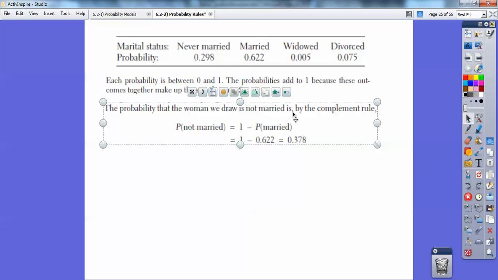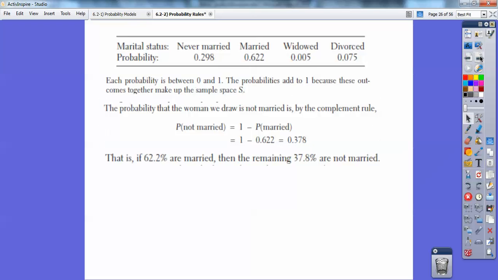Okay, you get the same thing if you add it up. Never been married with widowed and divorced, you'd get 37.8% as well. So that means if 62% were married, then the remaining 37.8% are not married.